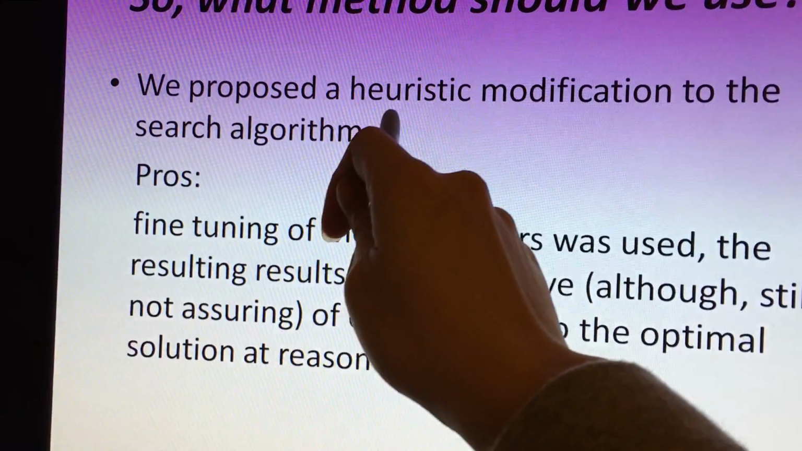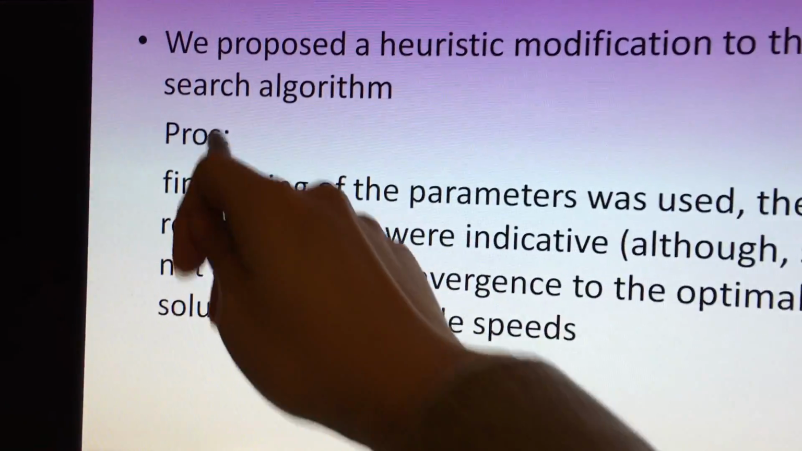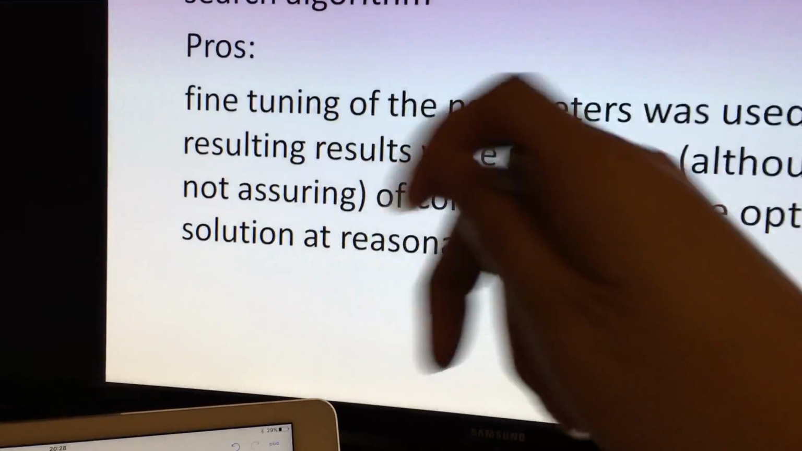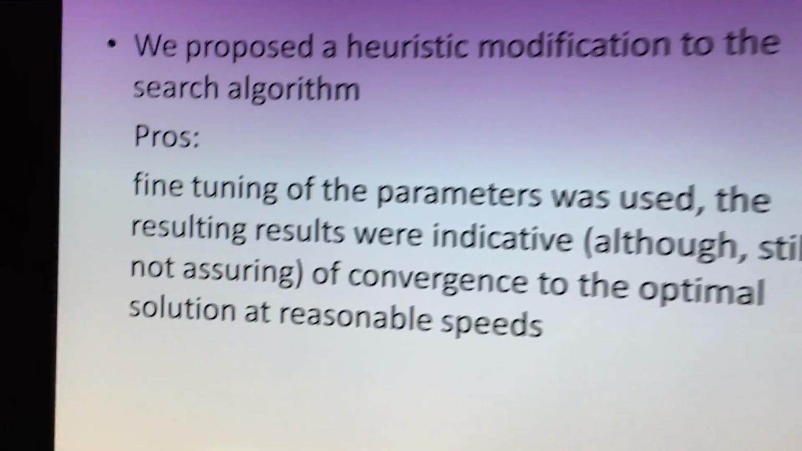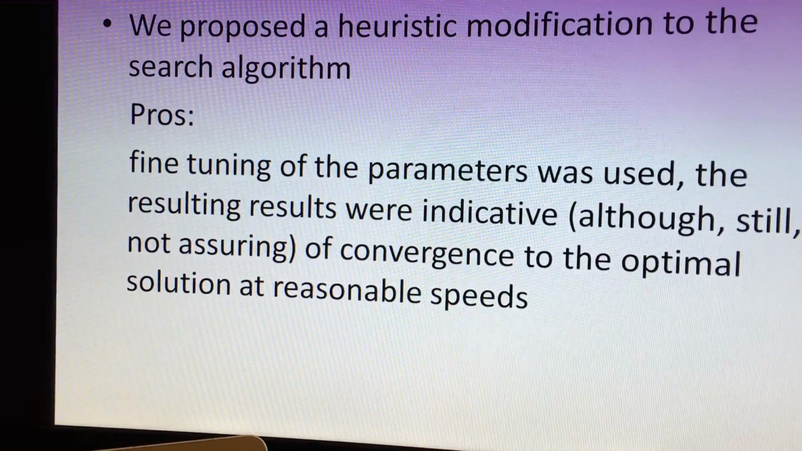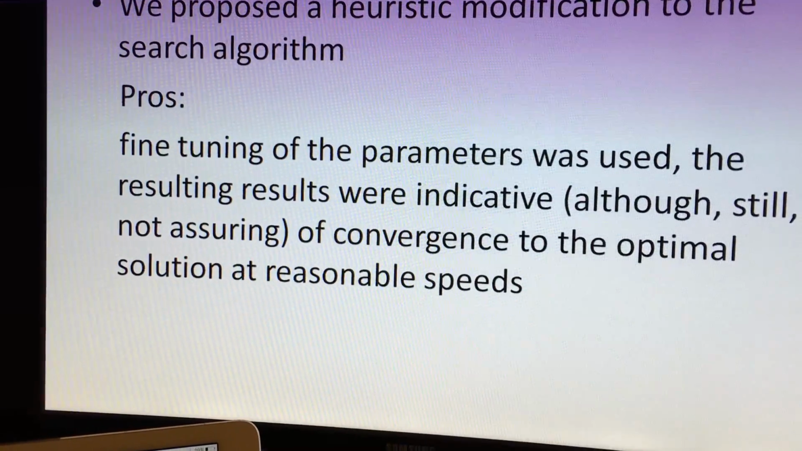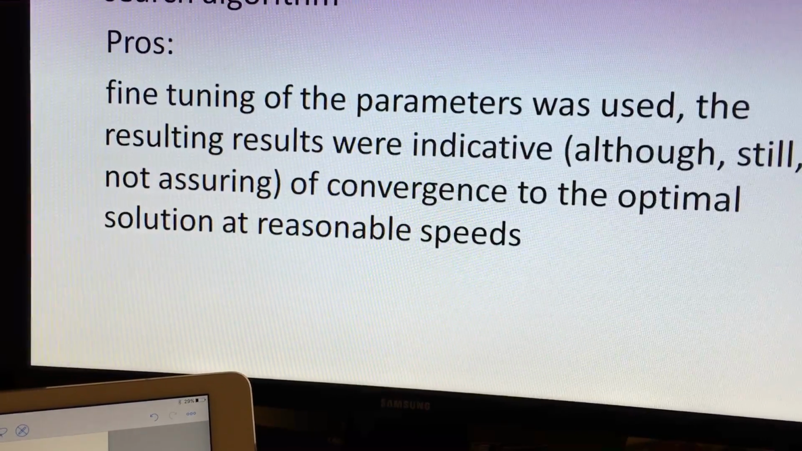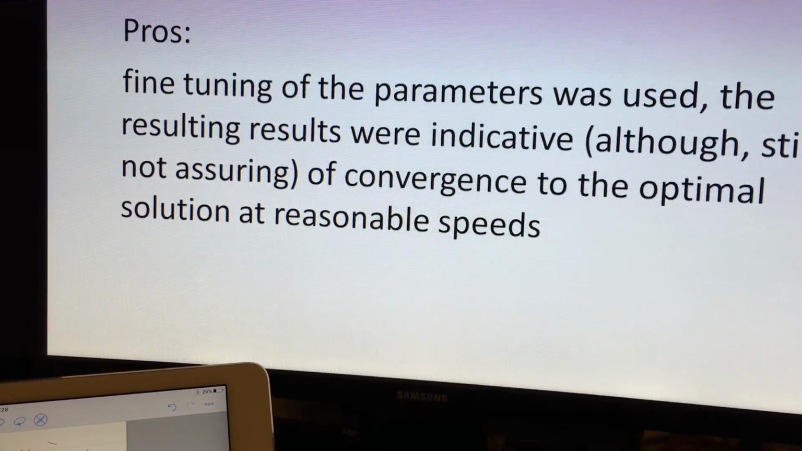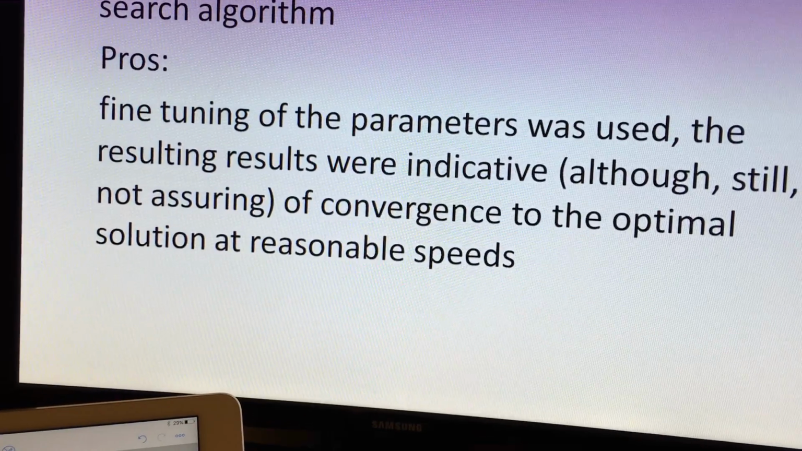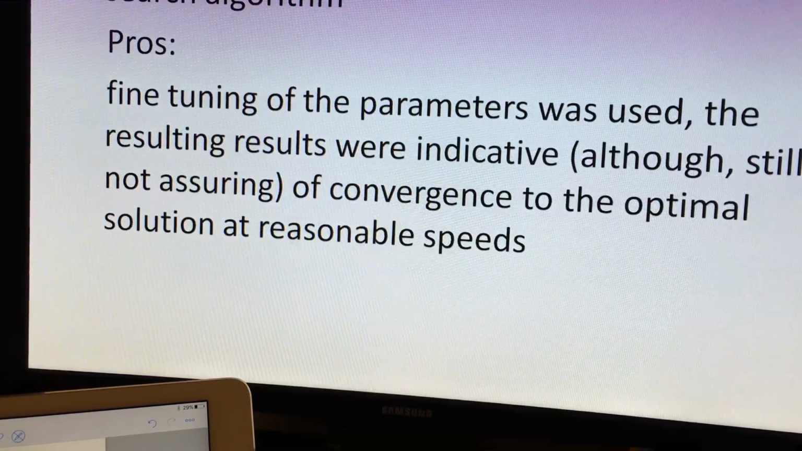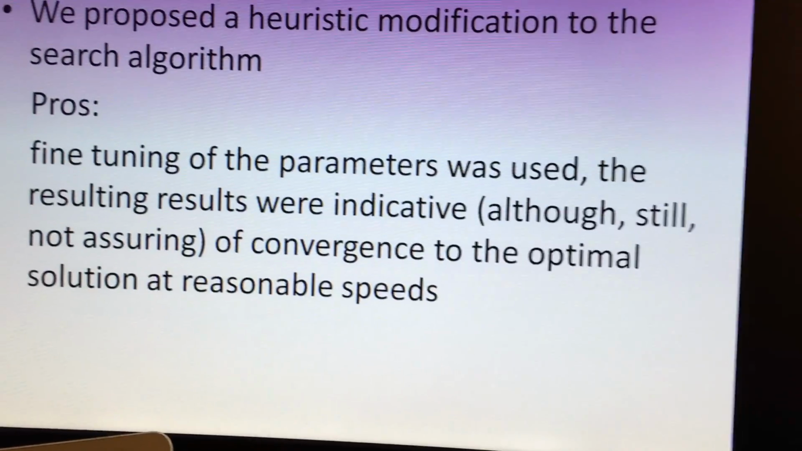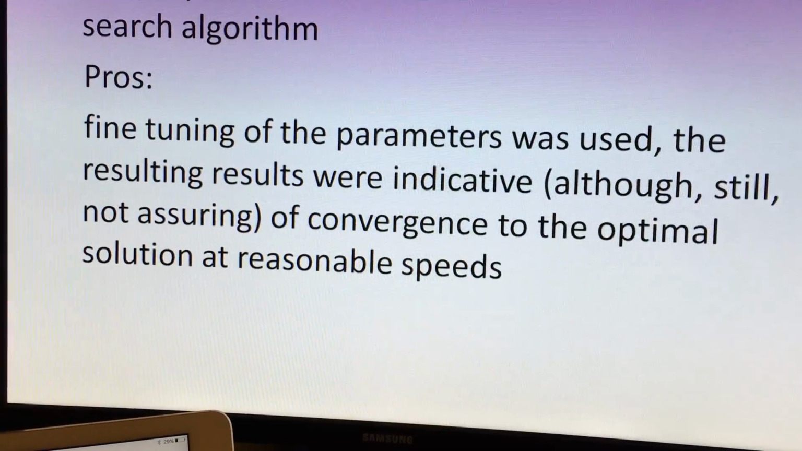So we propose a heuristic modification to the search algorithm. So what's the advantage of this kind of algorithm? Fine tuning of the parameters is used. The result is indicative of convergence to the optimal solution at reasonable speed, so that it can reach convergence more quickly, and we can get a more accurate optimal solution. That's it. They are its advantages.